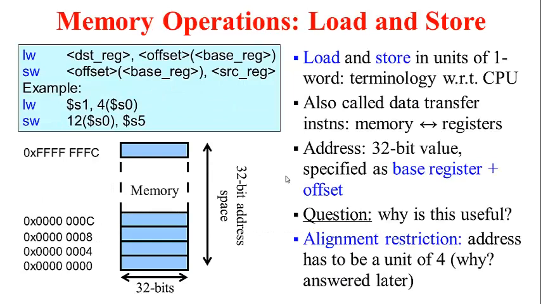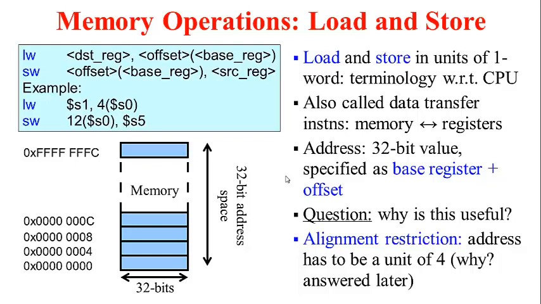The next set of important instructions in the MIPS instruction set correspond to memory operations. These are called load and store. The terminology is with respect to the CPU. That is, the instruction load word loads one word of data from memory onto one of the registers within the CPU, and store stores one word of data from one of the registers in the CPU to memory.